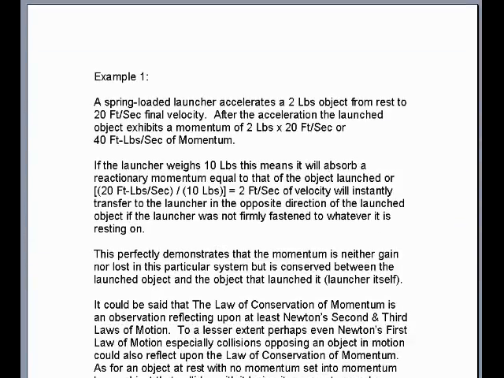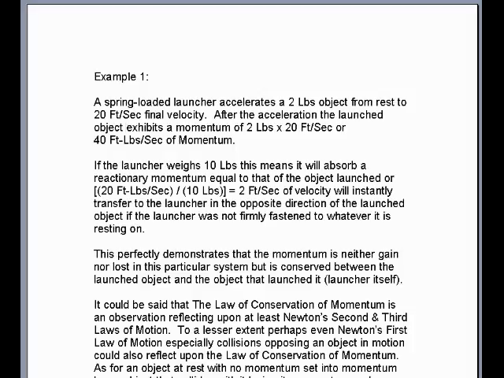The best way to explain the law of conservation of momentum is by examples that take place every day in the real world. So I put together a series of examples which reflect on the law of conservation of momentum. First example, a spring-loaded launcher accelerates a 2-pound object from rest to 20 feet per second final velocity. After the acceleration, the launched object exhibits a momentum of 2 pounds times 20 feet per second, or a momentum of 40 foot-pounds per second.